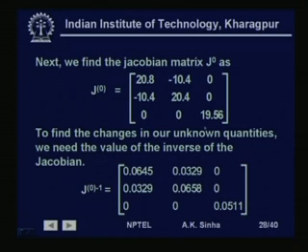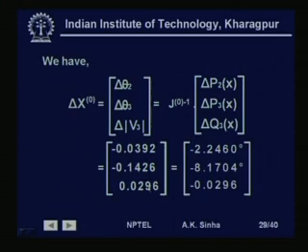Since this is a 3 by 3 matrix and also a block diagonal matrix, that is, this 2 by 2 and this 1 by 1, we can take the inverse of this 2 by 2 and take the inverse of this, that is 1 by this. If we do that, then we get the inverse Jacobian matrix like this. So, using that we can calculate the change in the state vector.